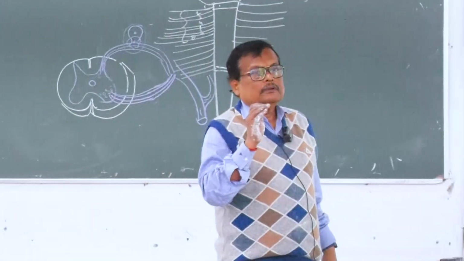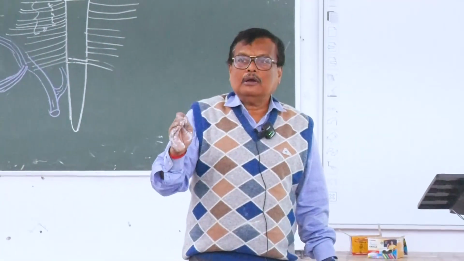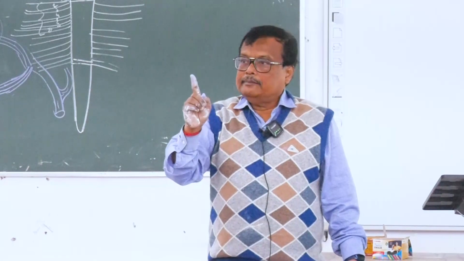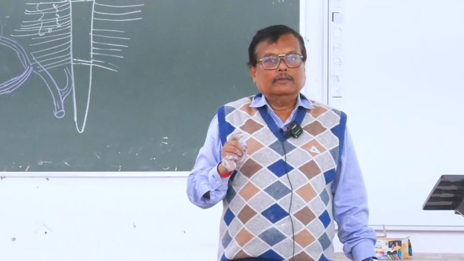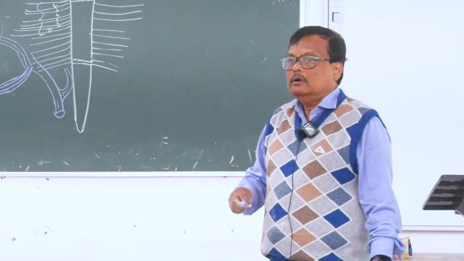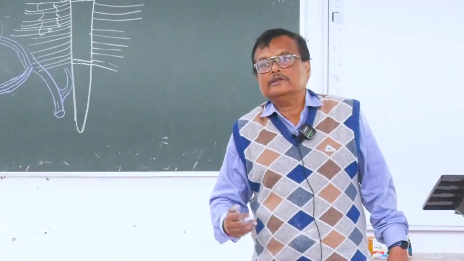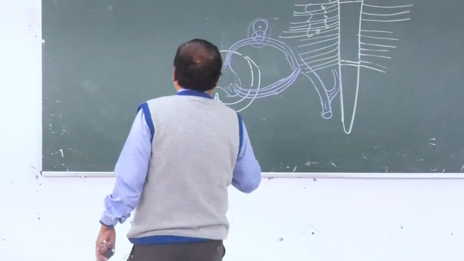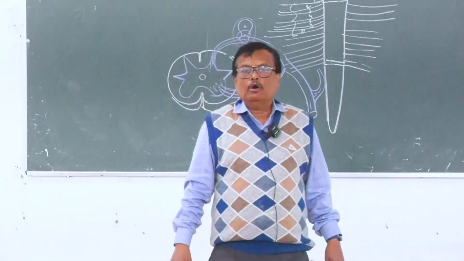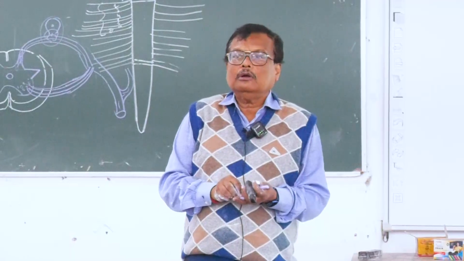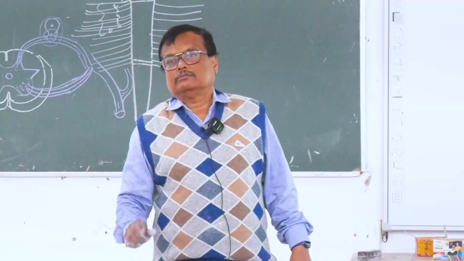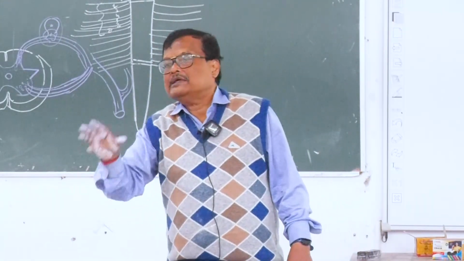But from the T1 to the L1 or L2 spinal segment, I am not telling about the vertebra, don't mix up the two. I am telling about the spinal segment. From T1 to L1, sometimes L2 segment, and S2, S3, S4, sacral 2, 3 and 4, there is another horn present here. We call it the lateral horn. Where is the lateral horn present? From T1 to L2 and S2, S3, S4. T1 to L2 is meant for the sympathetic system and S2, S3, S4 is meant for the parasympathetic system.